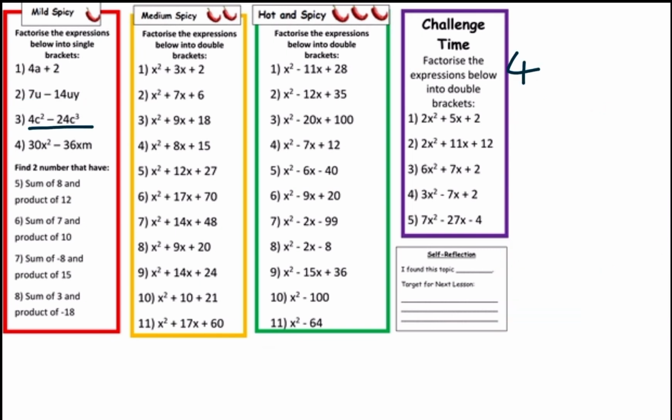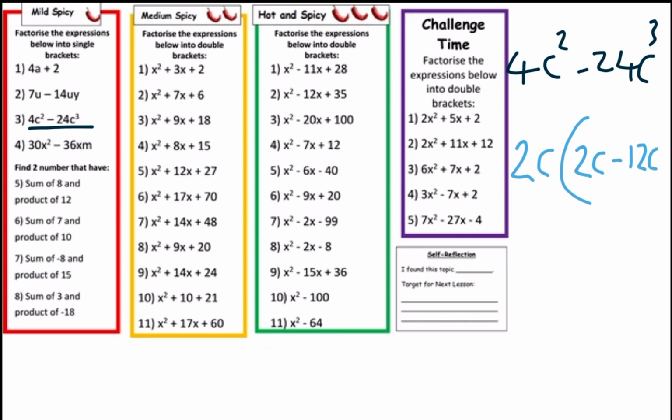We've got 4c squared minus 24c cubed. Here's one of the most common answers that students write down. So watch what I do here. 2c bracket 2c minus 12c squared. Okay, and just to check it, 2c times 2c is 4c squared, and 2c times minus 12c squared, let's do the numbers first. So 2 times 12 is 24, and c times c squared is c cubed.